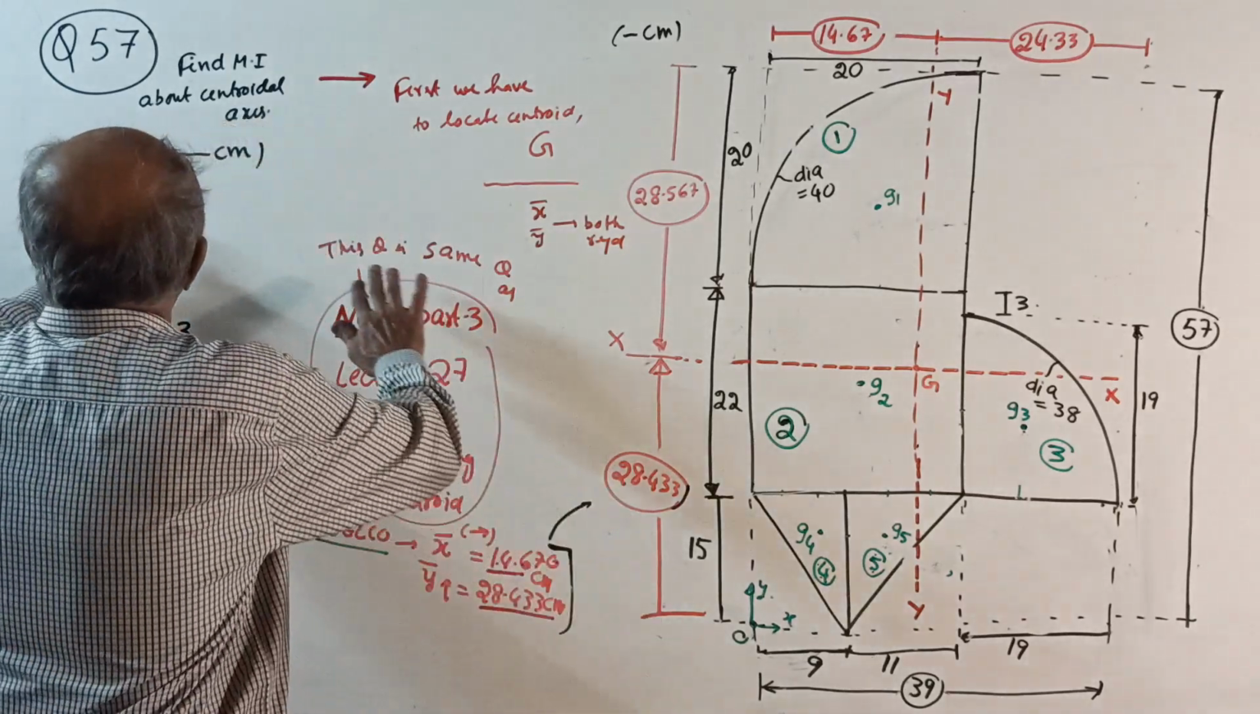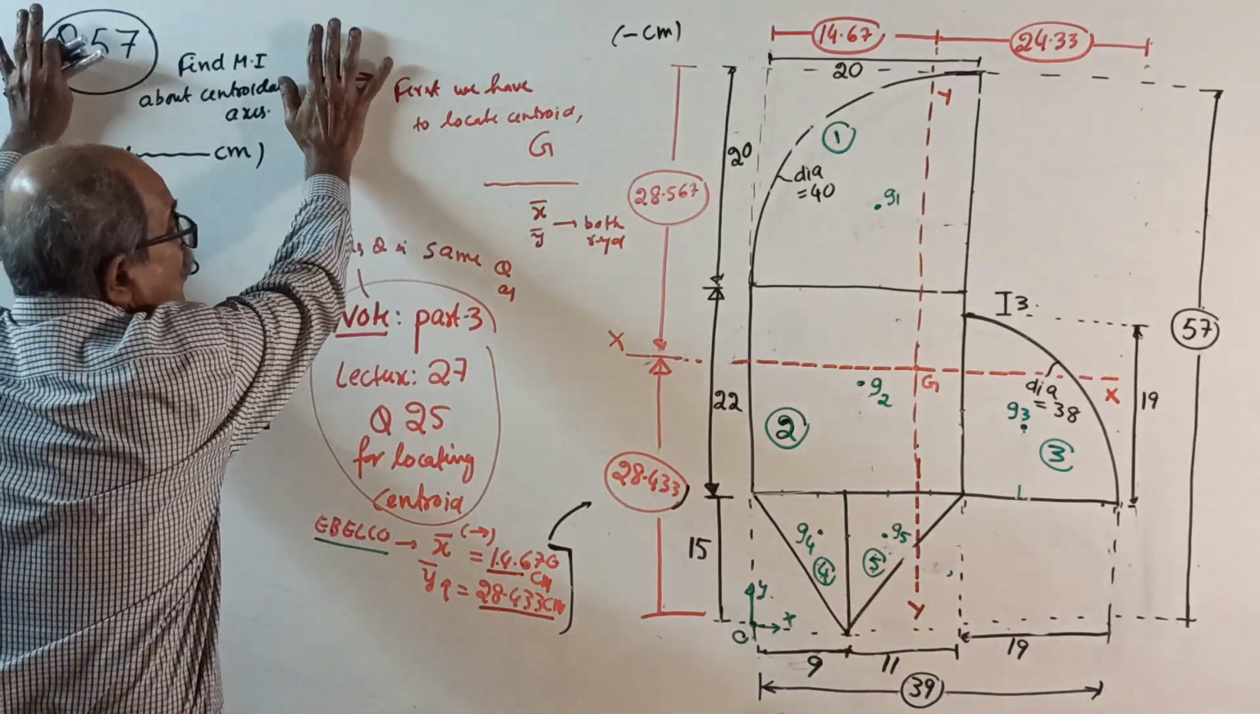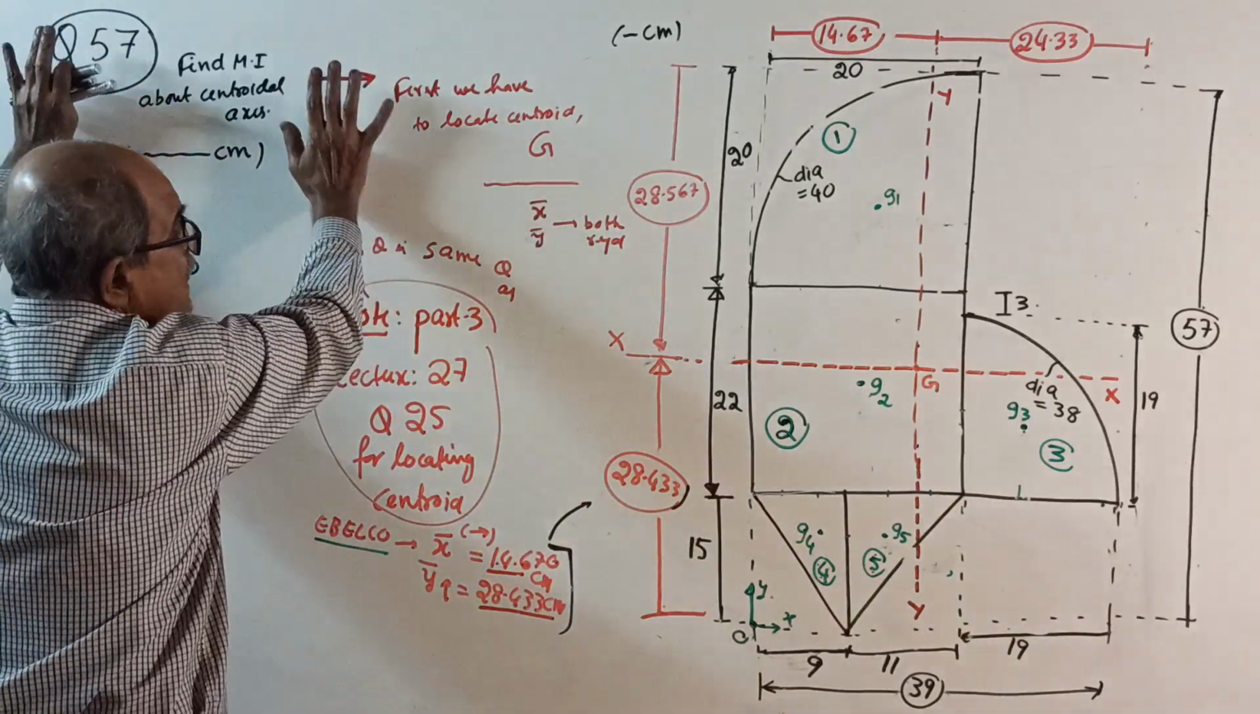Okay, now I will remove everything here and go for IXX, IYY. I will write first and explain.